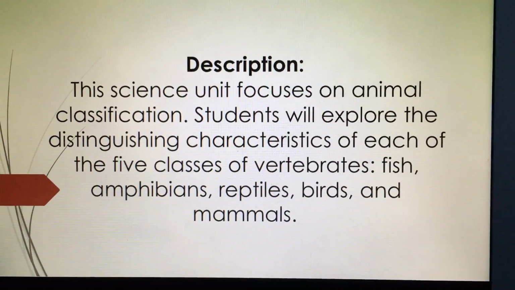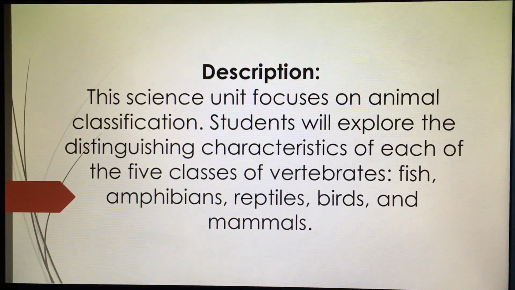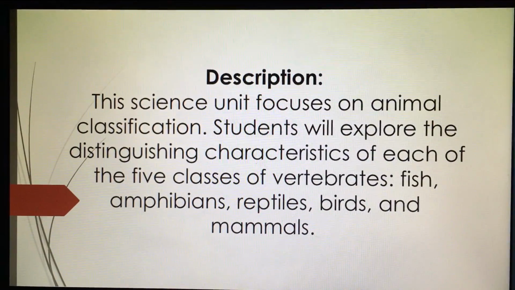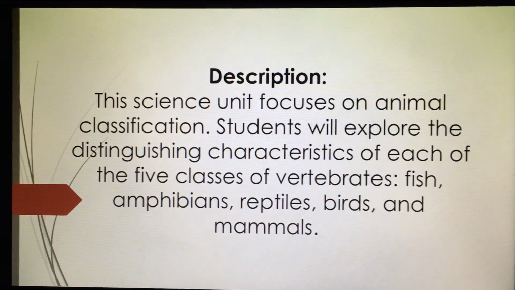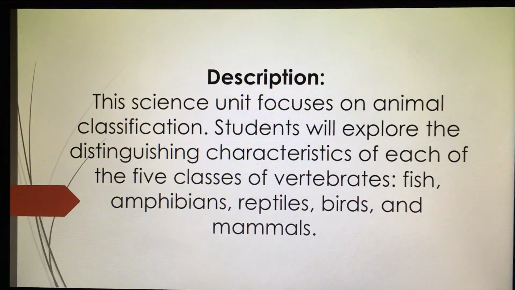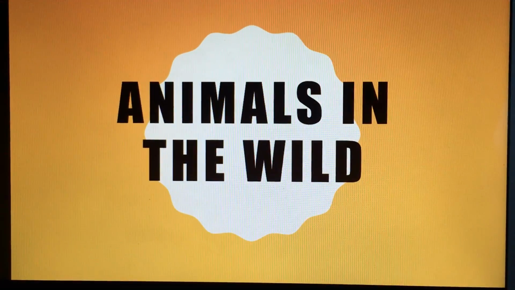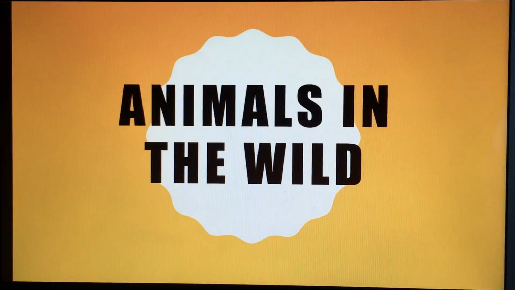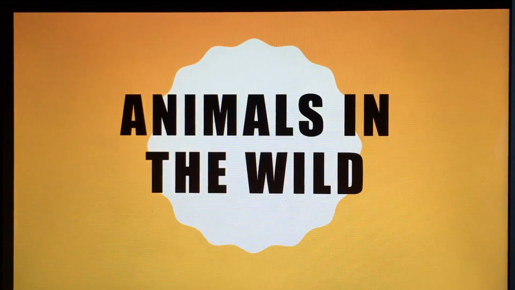This science lesson will focus on animal classification. Students will explore the distinguishing characteristics of each of the 5 classes of vertebrates, which are fish, amphibians, reptiles, birds, and mammals. My presentation is called Animals in the Wild, and this will be the opening slide that I will introduce to my students when conducting my PowerPoint.